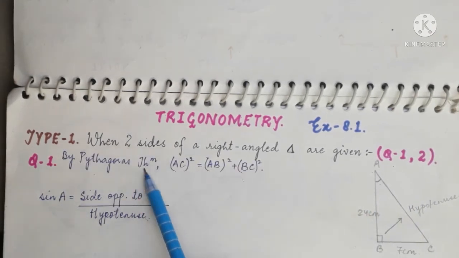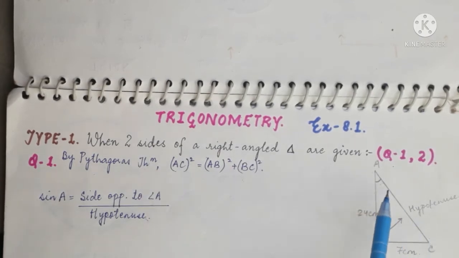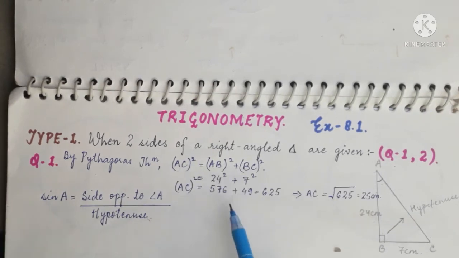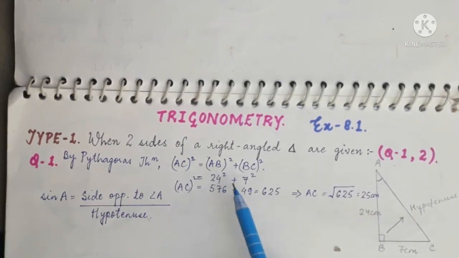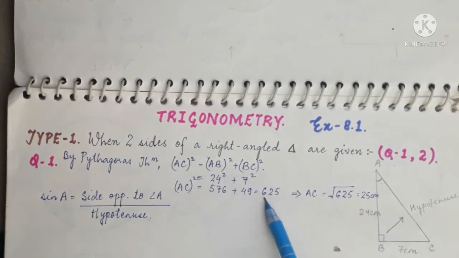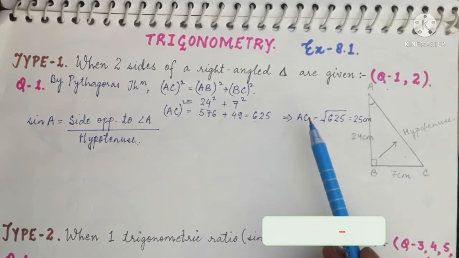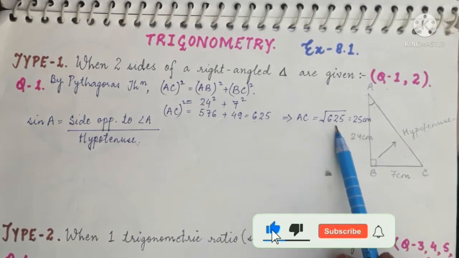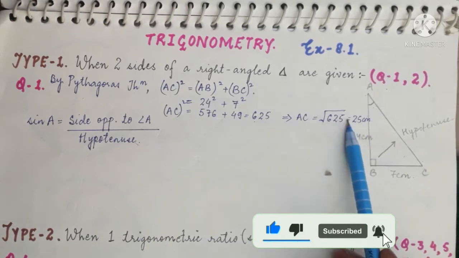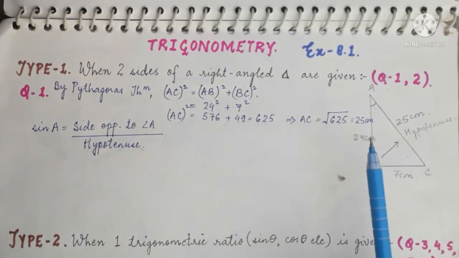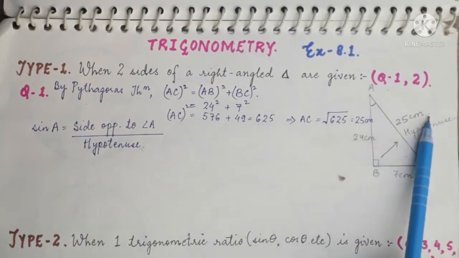So we have to find the hypotenuse by using Pythagoras Theorem. According to Pythagoras Theorem, the square of the hypotenuse is equal to the sum of the squares of the other two sides of a right angle triangle. Okay, so by Pythagoras Theorem, AC square is equal to AB square plus BC square. Now putting the values of AB and BC in this formula, we can find the value of AC. Substituting the values, we get AC square is equal to 625. Now we have to find the value of AC. So AC is equal to under root of 625, and 625 is the perfect square of 25. So AC is equal to 25 centimeter.